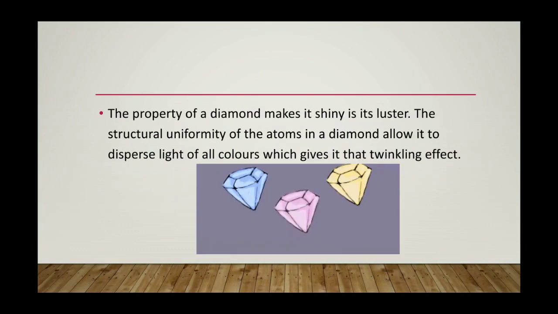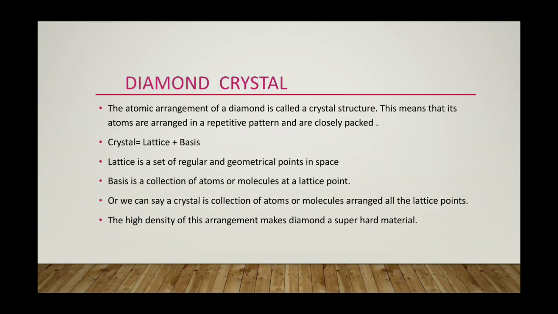The property that makes a diamond shiny is its luster. The structural uniformity of the atoms in a diamond allows it to disperse light of all colors, which gives it that twinkling effect. Here you can see blue, pink and yellow diamonds. Blue is because of the presence of boron, the pink is because of structural defects, and yellow is because of the presence of nitrogen.